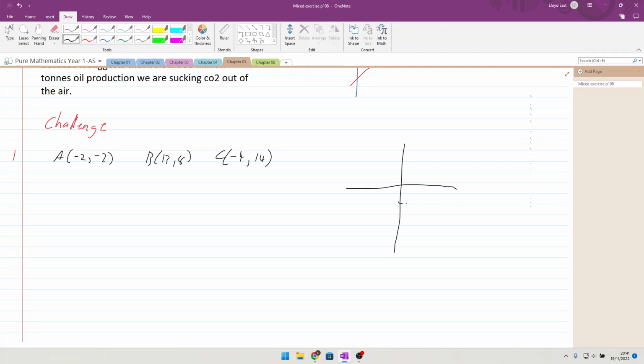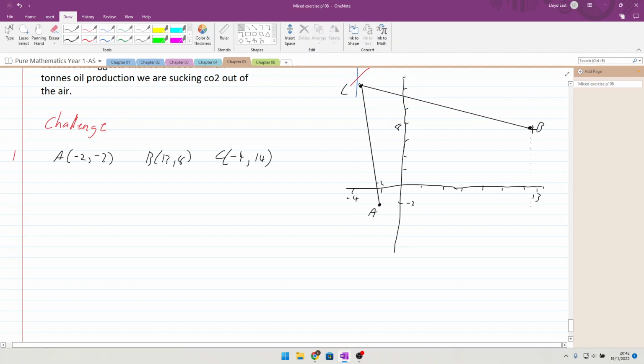Okay, so (-2, -2) is here for A. Okay, 13, 8 is over here somewhere for B, and (-4, 14), way up there for C.